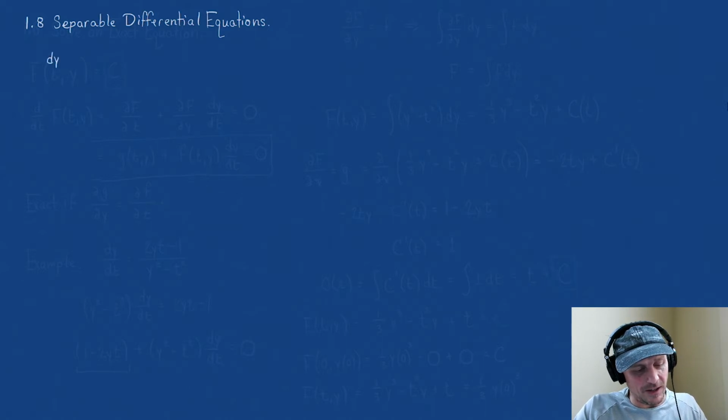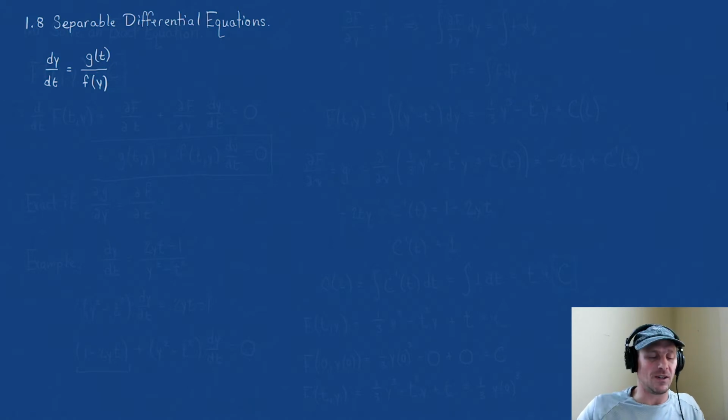It looks like dy/dt is equal to some function g of t divided by some function f of y. In other words, we can take it into just two separate pieces. And here's how we solve it.